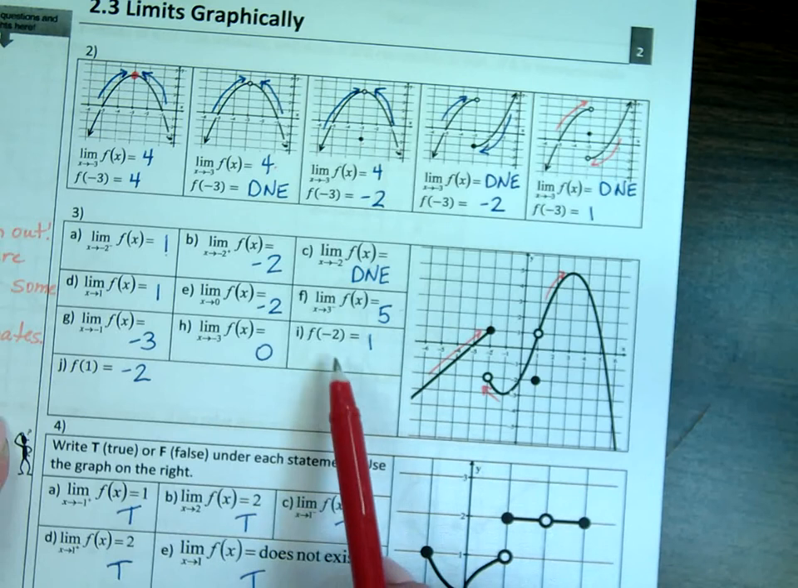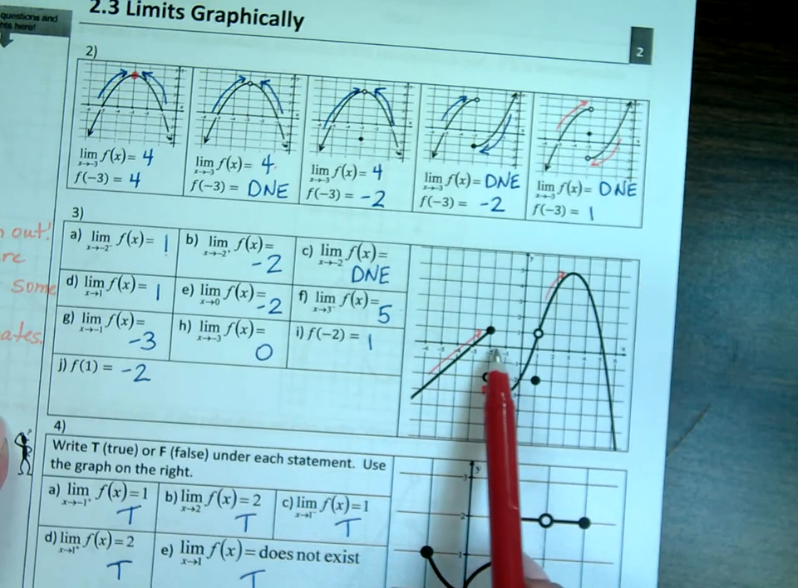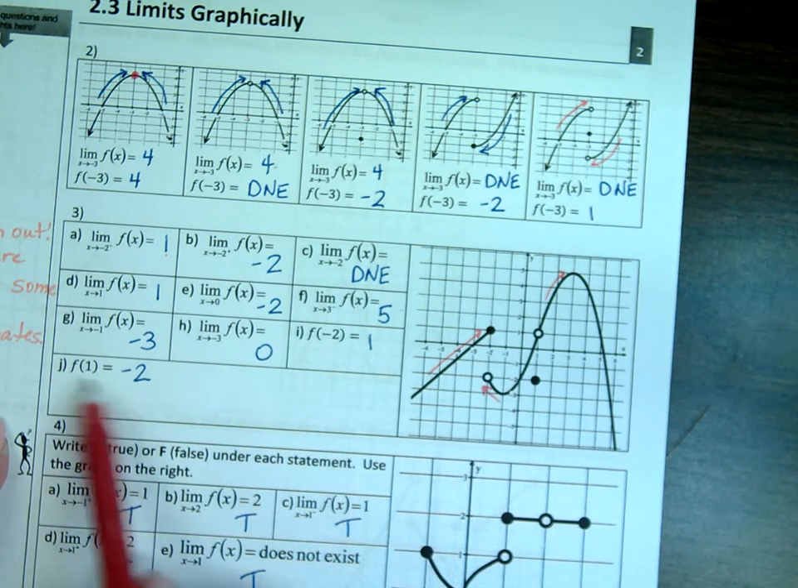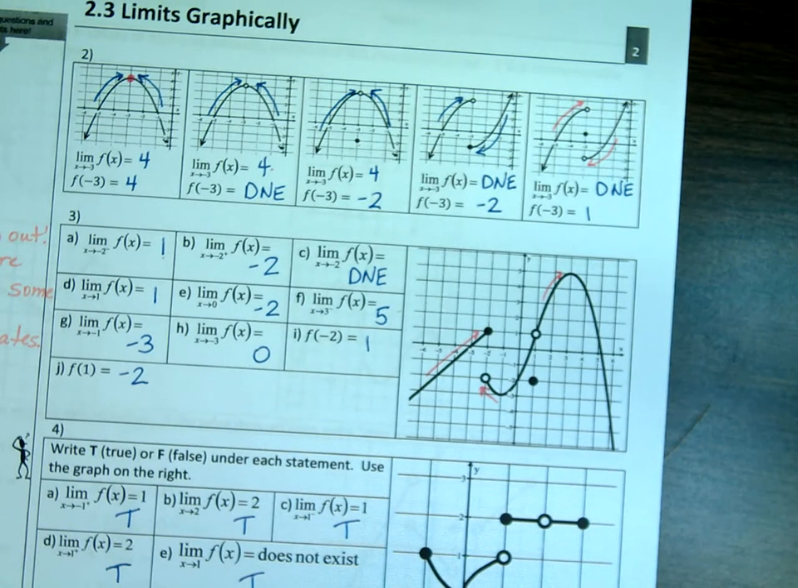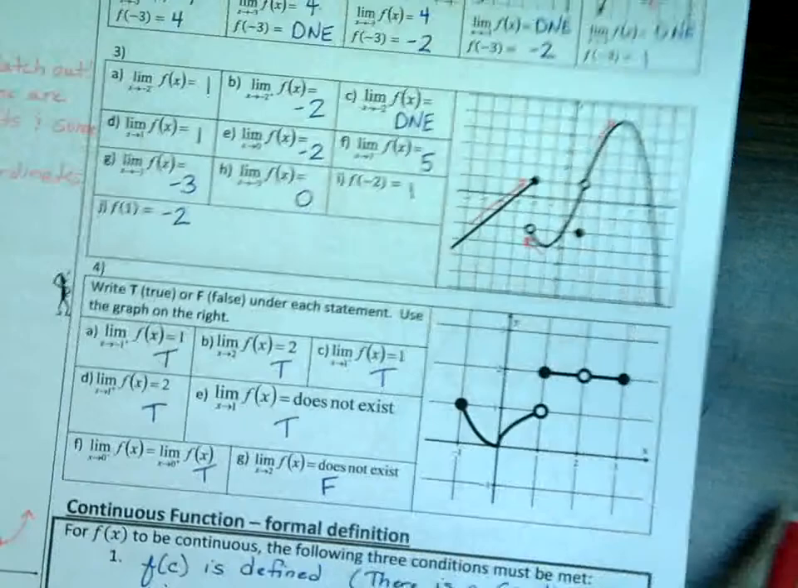And this is a coordinate. Now we're into coordinates. So coordinate -2, where's the closed circle? It's at 1. If I'm at 1, where's the closed circle? It's down here at -2. That is number 3. And number 4, true or false?